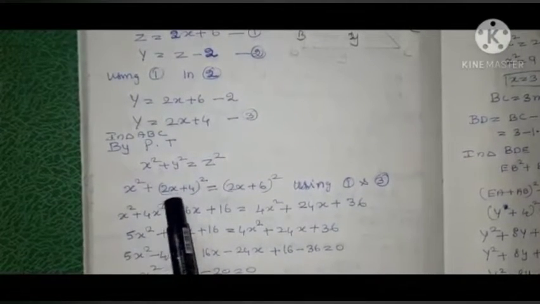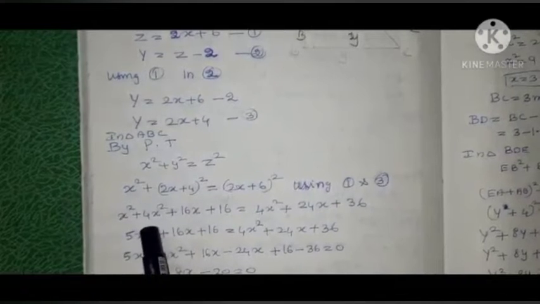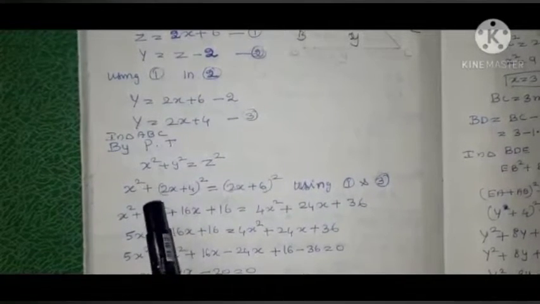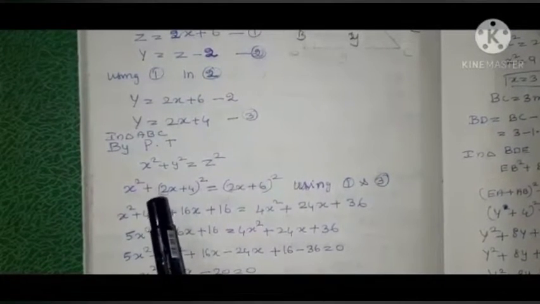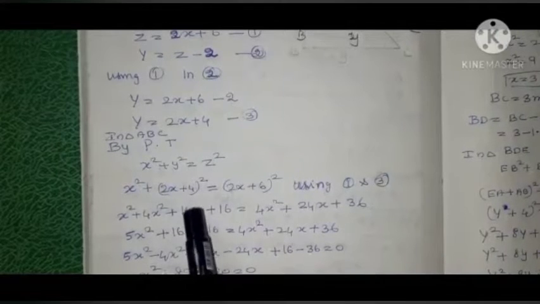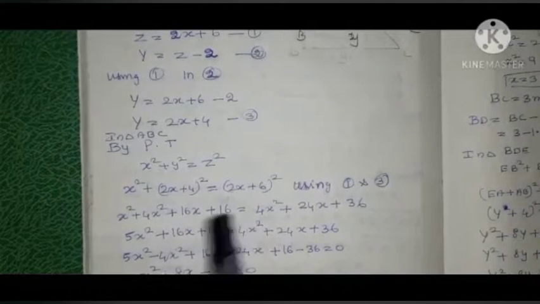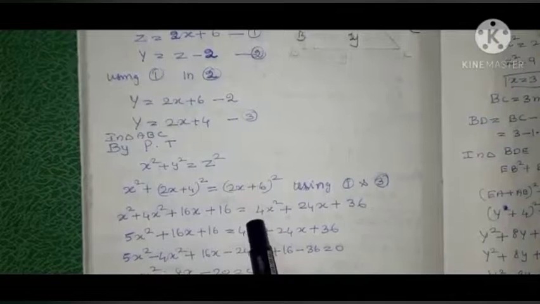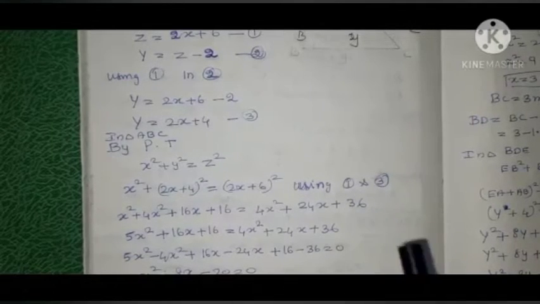x square plus 2x the whole square, that is 4x square, plus 2 into 2x into 4, 2 into 2 is 4, 4 into 4 is 16, so 16x, 4 square is 16. Then 2x the whole square is 4x square, plus 2 into 2x into 6, that is 24x, 6 square is 36.